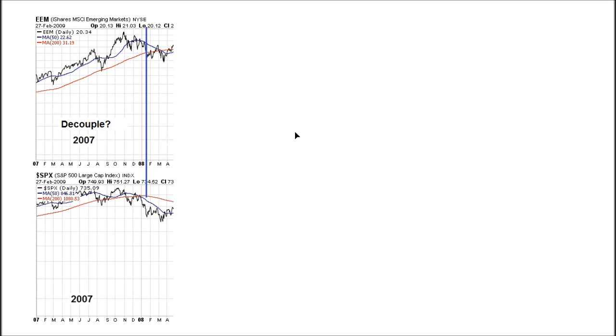Let's go back and look at the last bear market, which was kicked off by subprime mortgages, and revisit the decoupling theory and how that worked out for investors. This is the Emerging Markets Index. This is the S&P 500. In the 2007 to 2009 bear market, the problems were based out of the United States. The housing bust, subprime, bundling of mortgages, the securitization of mortgages, all centered in the United States. So let's say it was a U.S.-centric problem.